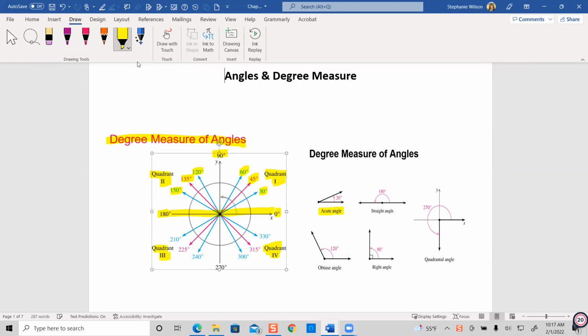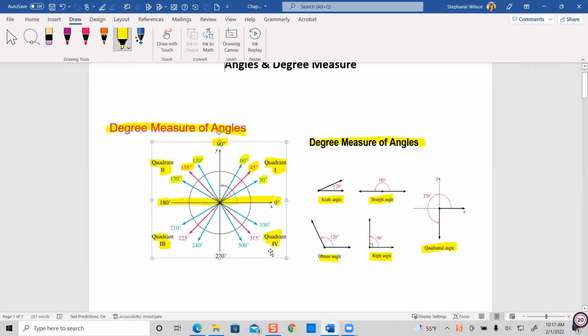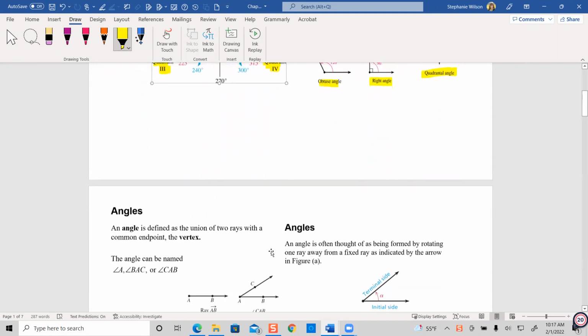We have an acute angle, we have the straight line, we have the quadrantal angle, the right angle, and the obtuse. These are really good things to know, guys. And it shows the different angles.